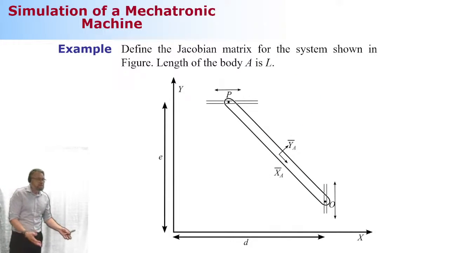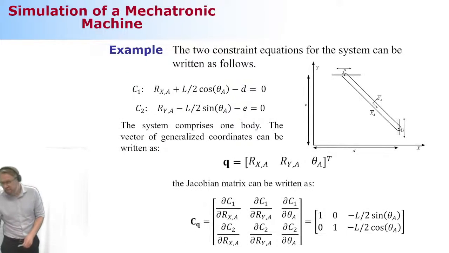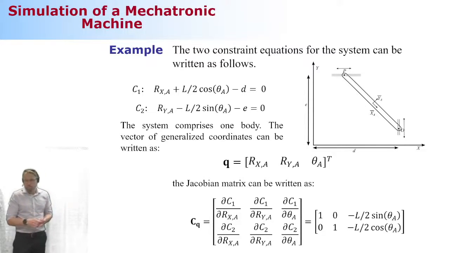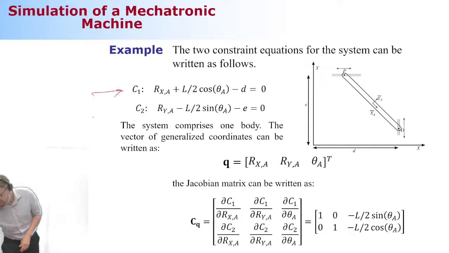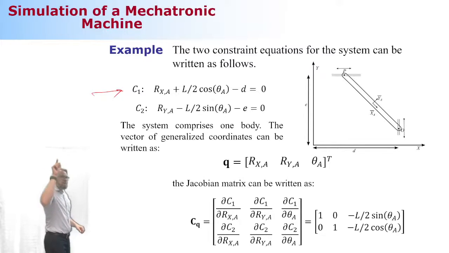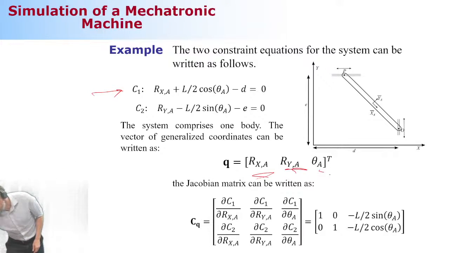If I look at this, remember what we learned a little while ago. These are the two constraint equations. Now you can get the Jacobian by taking one at a time and differentiating it with respect to your generalized coordinates. For one moving body, how many generalized coordinates? Three, because every body needs three generalized coordinates. What are these generalized coordinates? Rx, Ry, and the angle theta.